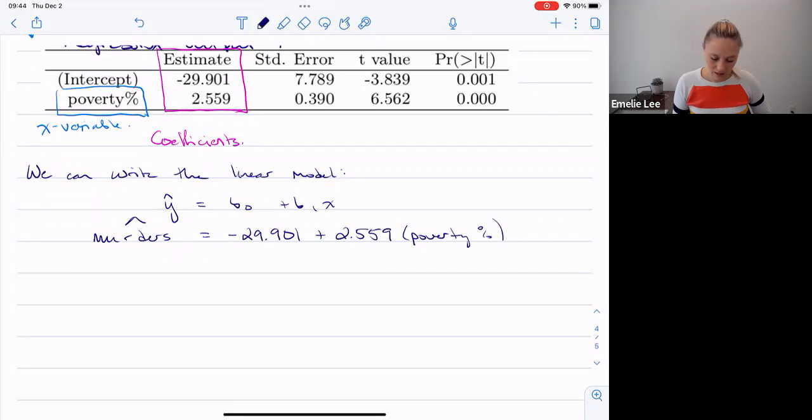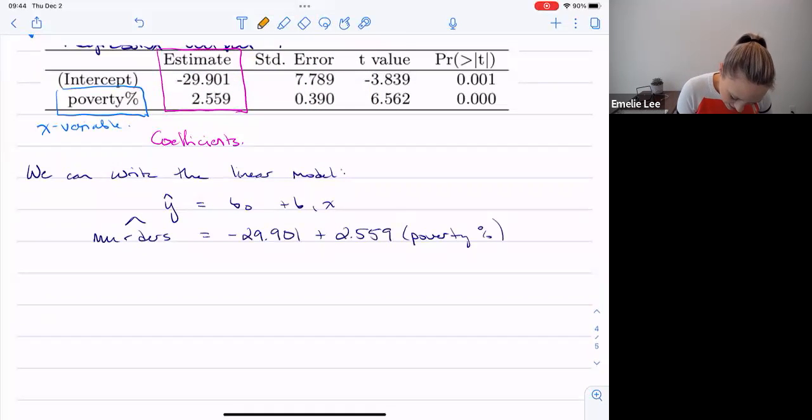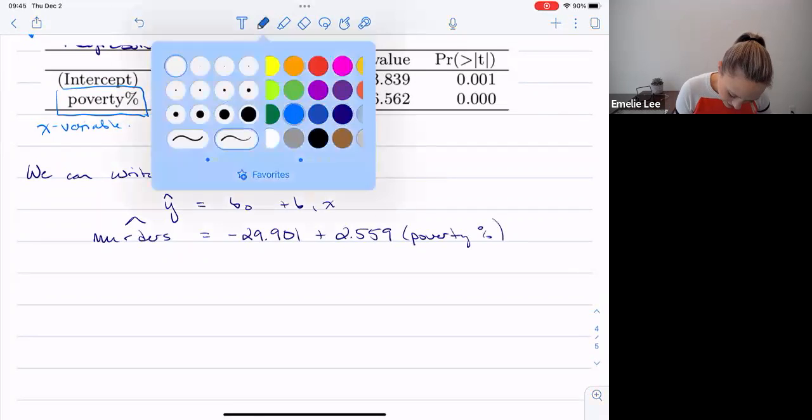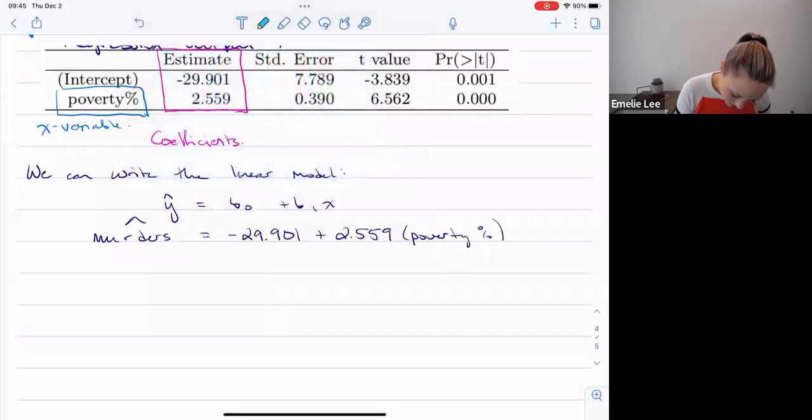Okay. So we take, let me see if I can find a different color here. I've used them all up. How about this one?